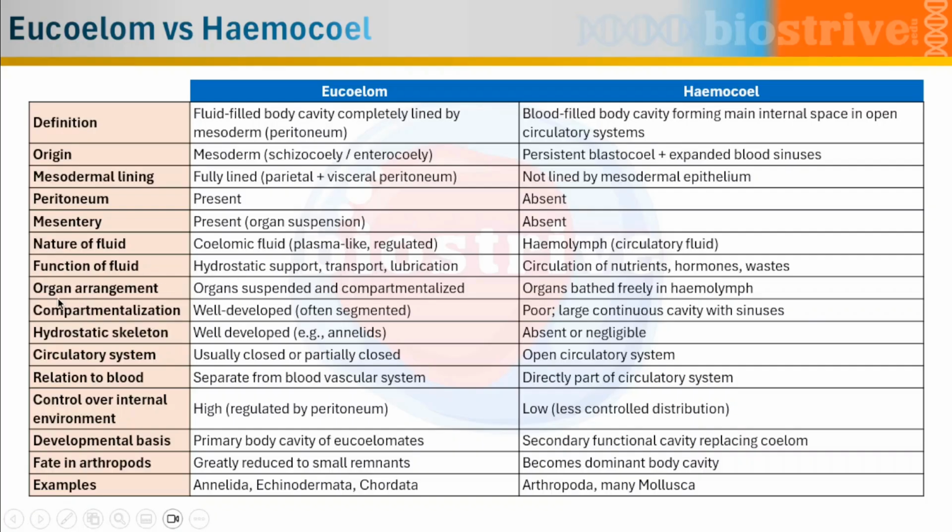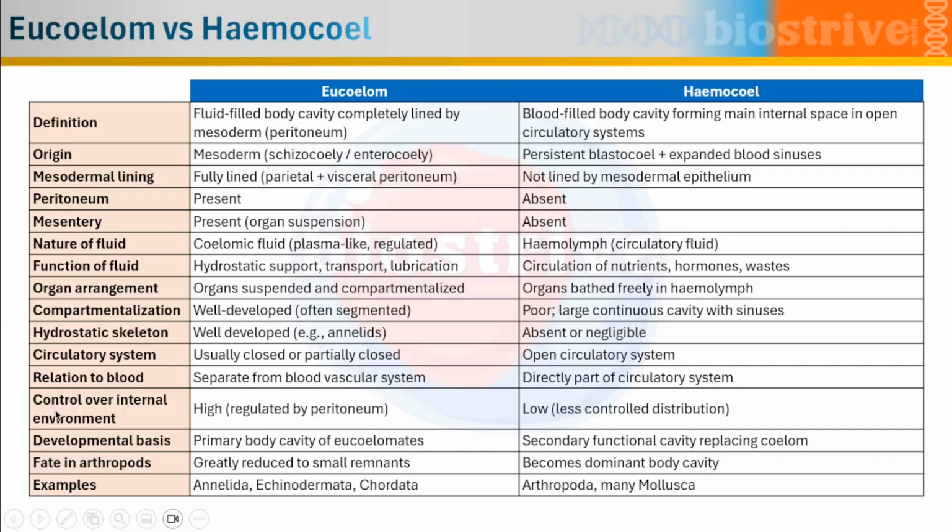If we talk about the arrangement of organs, so in case of Eucoelom, the organs are well suspended and compartmentalized, and in case of Haemocoel, compartmentalization is not that much and organs are freely bathed in the hemolymph or circulatory fluid itself. If we talk about compartmentalization and hydrostatic skeleton, they are well developed in case of Eucoelom, whereas these are poorly developed in case of Haemocoel type of organisms. If we talk about circulatory system, so Eucoelom will be perfectly supporting the closed circulatory system, either fully closed or partially closed, whereas Haemocoel is exclusive for open circulatory system.